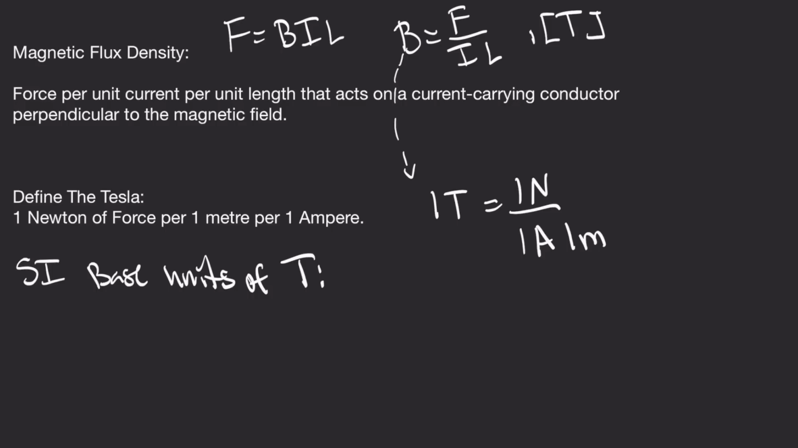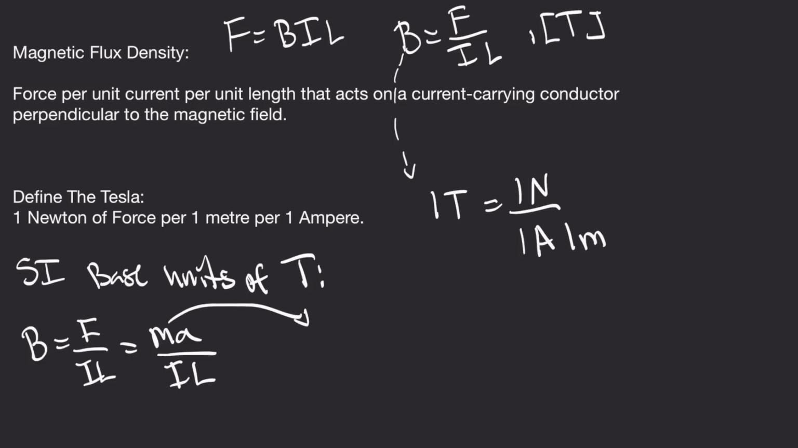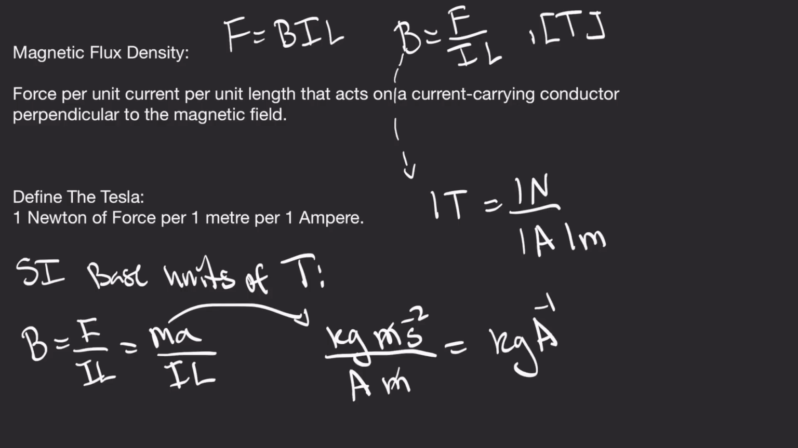My first step would be just to simplify the expression a little bit with the simplest possible equation. So for instance, B will be equal to F over IL. Now force is just mass times acceleration, and then we have IL. Now let's plug in some units. Mass is in kilograms, acceleration is in meters per second squared. We're going to divide this by amps and then by meters. So what is this going to give me? Well, just kilograms, amps to the power of -1, s to the power of -2.